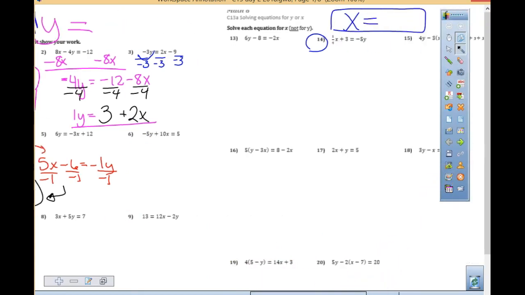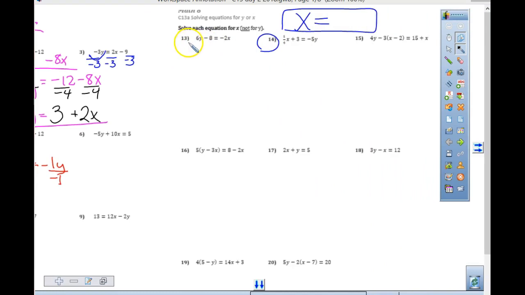As you take a look at that second page, in question 13, what is the only thing you have to do, Levi, to get x by itself? You have to subtract. Careful. So we have 6y minus 8 equals negative 2x. We would simply divide every single thing by what's with the x, what's happening with the x. Negative 2 times x. So the opposite of multiplying by negative 2 is to divide.